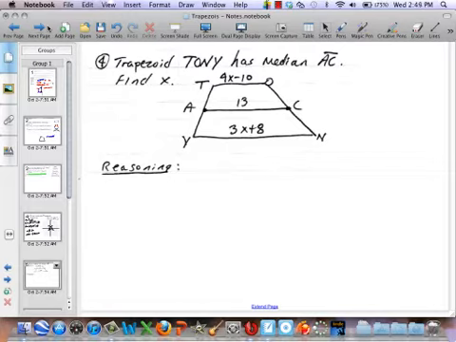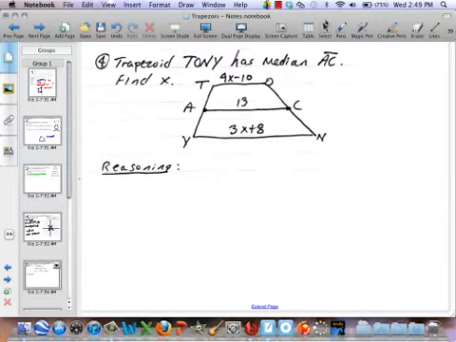So we have trapezoid TOYN with median AC. Any ideas how to solve for x? Shay: Set half of 4x minus 10 plus 3x plus 8 equals 13. Yes. But I want to set this up a little bit differently.